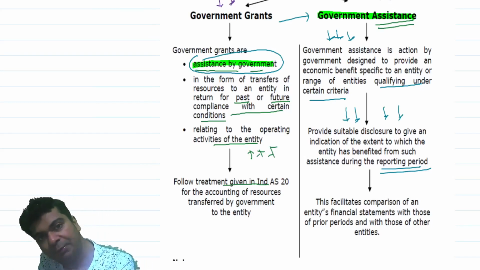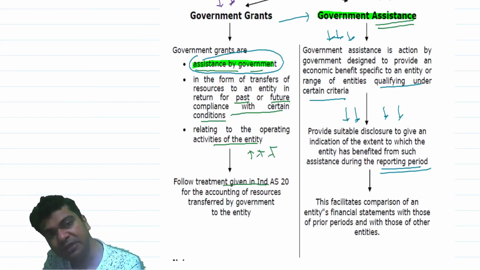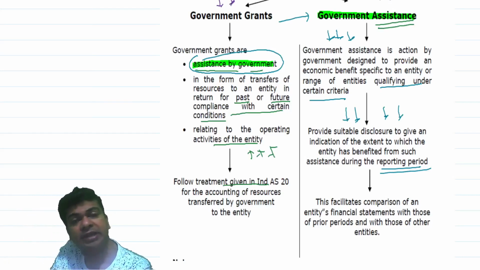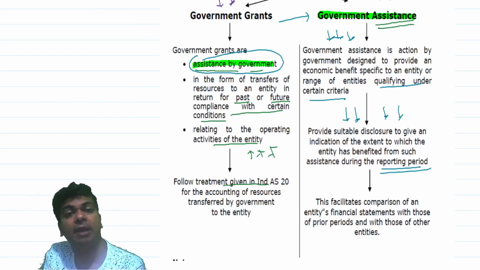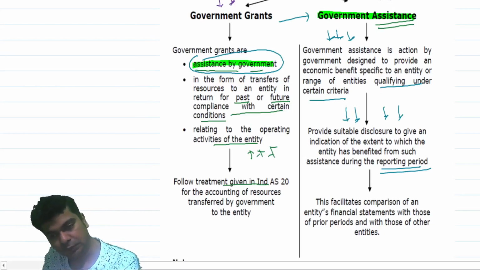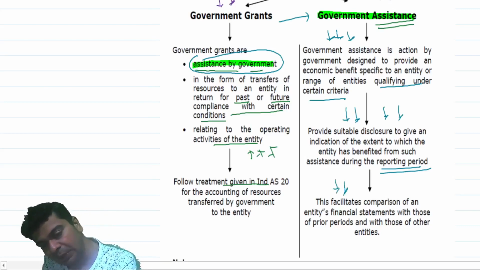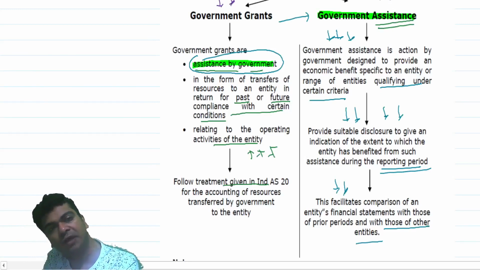Getting it? So anyone who is reading the financial statements will be able to understand that, okay, because of this scheme, so-and-so benefits were available. It will be available only for the next 3 years. After that, we do not know whether that benefit will be available or not. Readers of the financial statements will be able to carry out a far more meaningful interpretation if these disclosures are provided. That's the reason they say this facilitates comparison of an entity's financial statements with those of prior periods and with those of other entities.